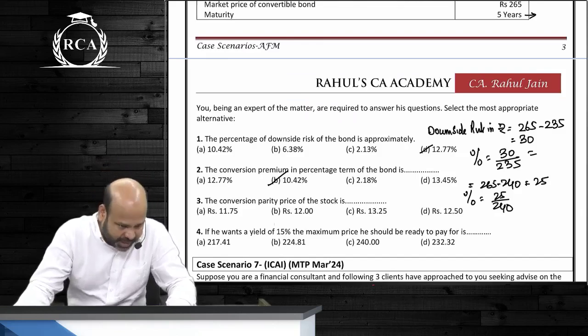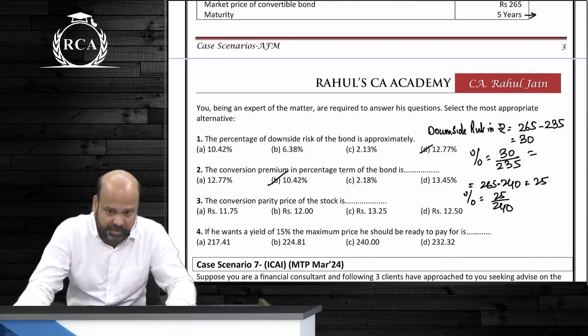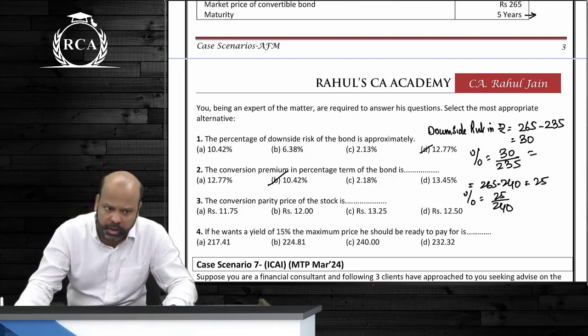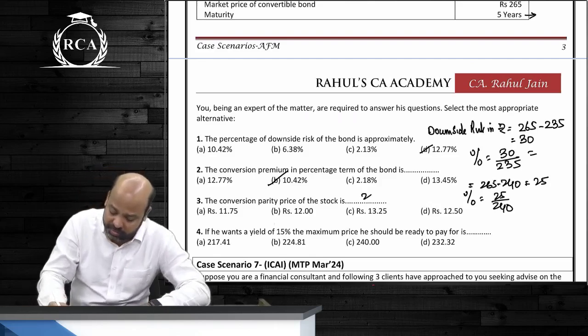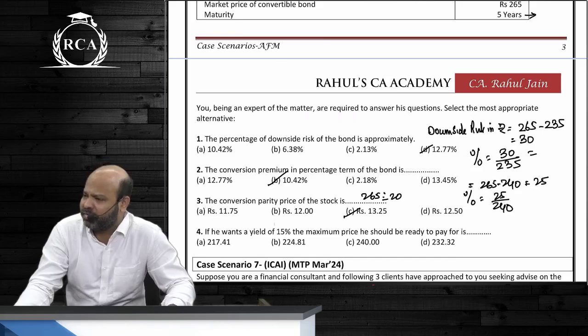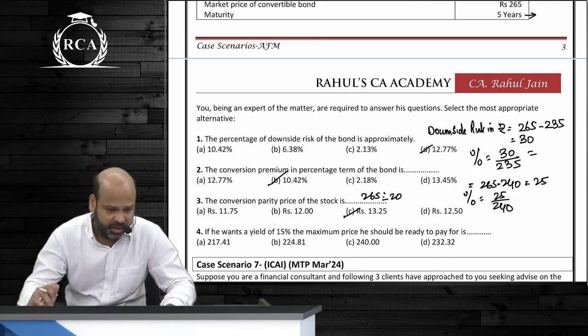Conversion parity price कैसे लेके आओगे? जो भी मार्केट प्राइस है आज का, that is 265 rupees. You will divide it by conversion ratio. So 265 divided by 20. 20 है conversion ratio. ये हर एक बिट में है. 13.25.